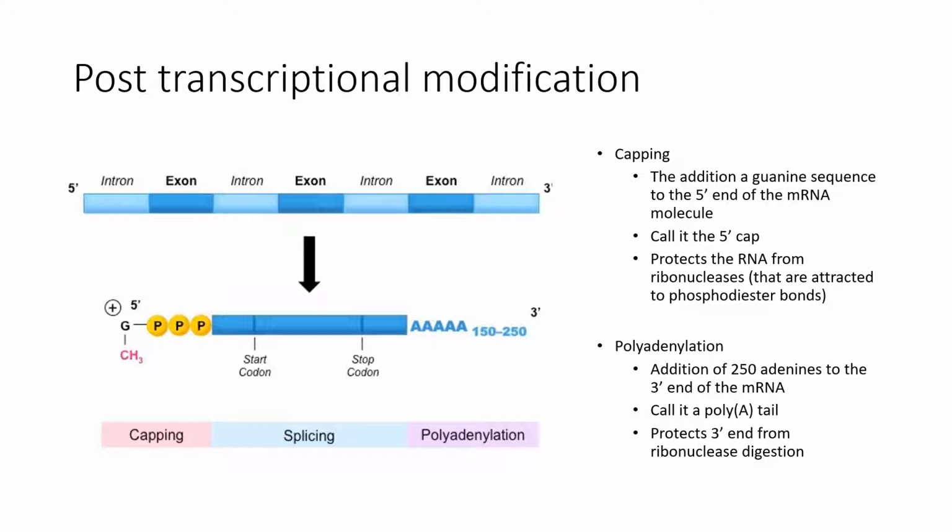There's also polyadenylation. This is the addition of 250 adenines to the 3' end of the mRNA. So we call it a poly-A tail. This protects the 3' end from ribonuclease digestion. Also together, when the RNA is leaving the nucleus, it's going to protect the RNA from degradation.